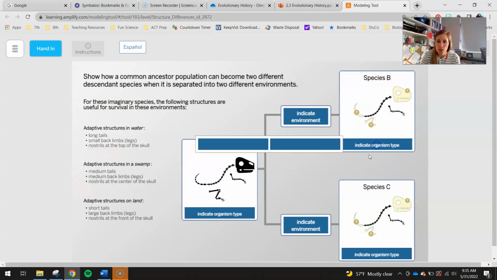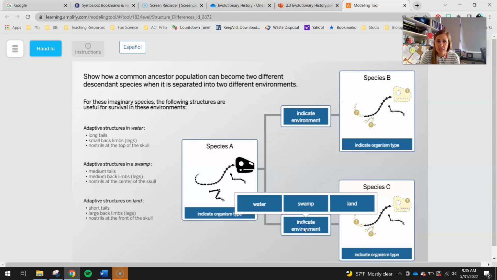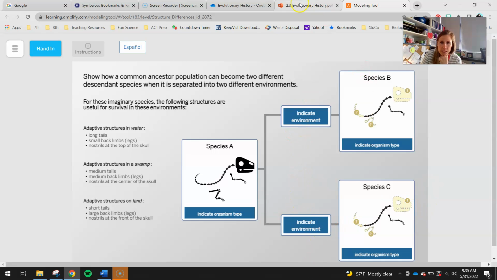So you're going to choose what environment each species goes into. It doesn't matter whether it's water, swamp, or land. They just need to be different from each other. So if you choose water up here, then maybe you choose swamp or land for down here. Again, that's up to you. Choose your 2 different environments.